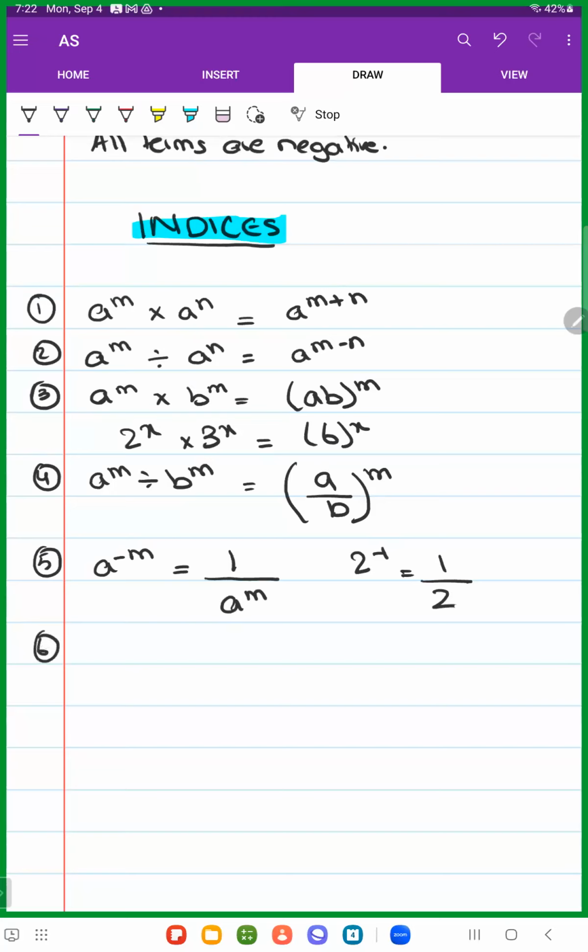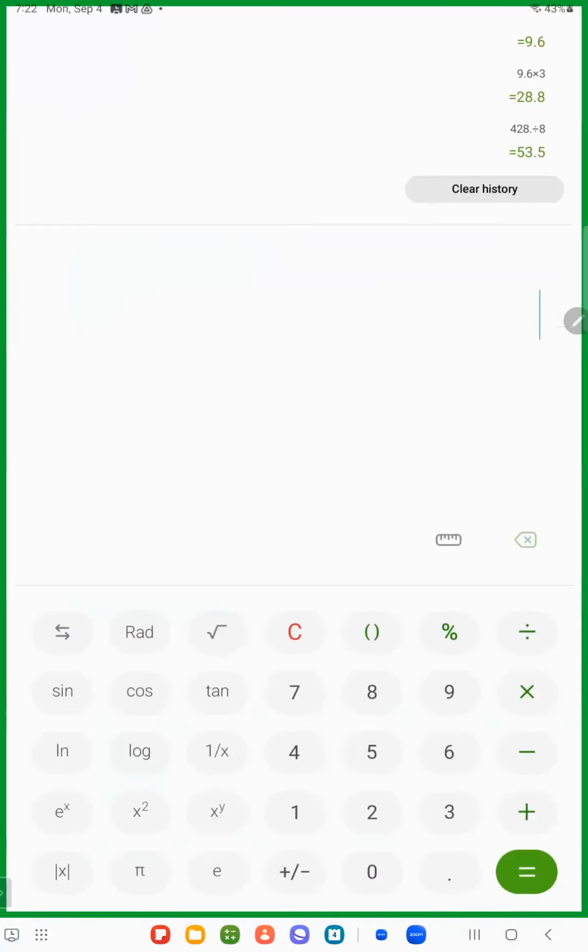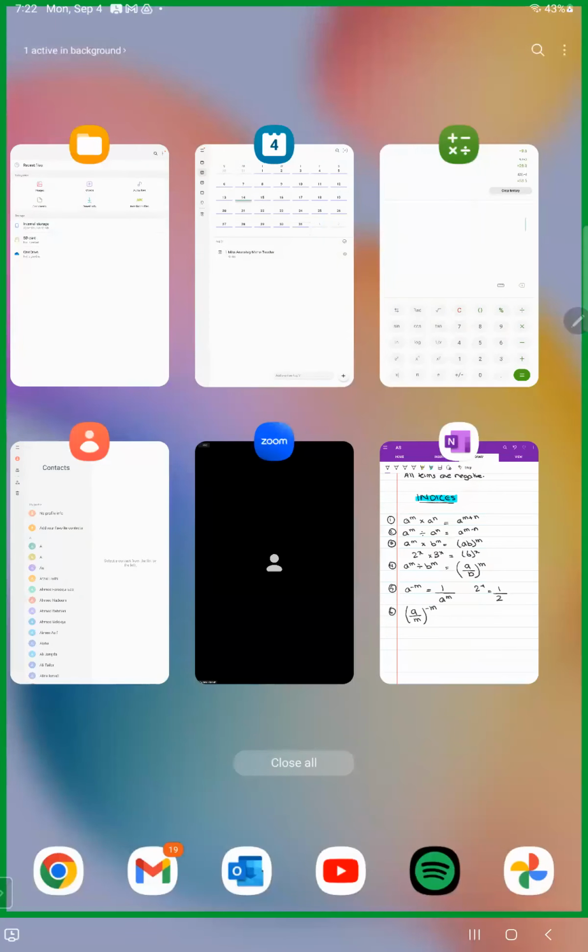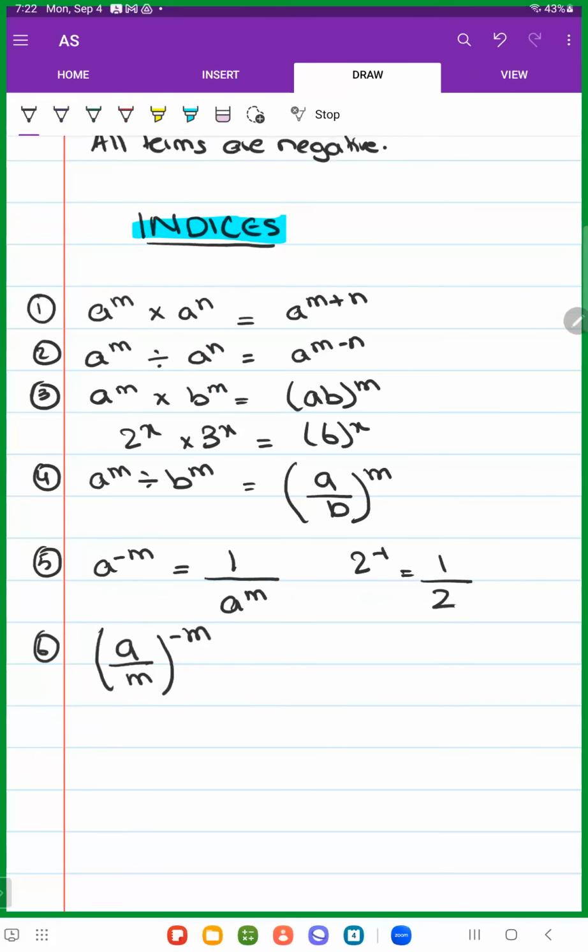Let's do this one. According to the previous rule, I told you that you can just reciprocate the powers, yes? You can just reciprocate it to make the power positive. So over here, I have a upon b to the power minus m. To make this positive, I just reciprocate it and the power becomes positive.